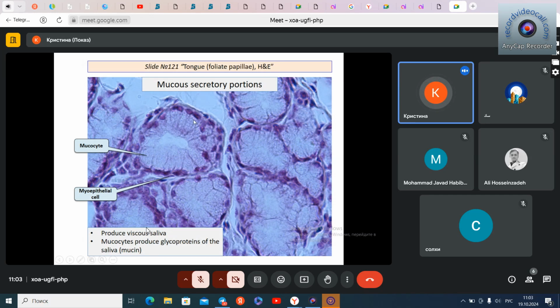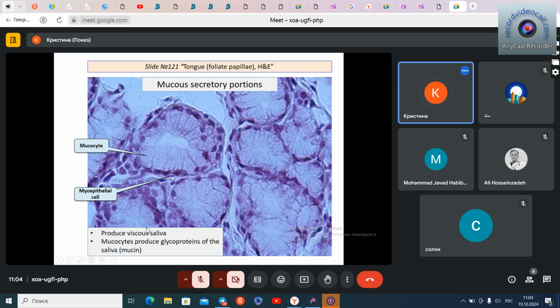Mucous secretory portions, if we look at high magnification, contain mucocytes with translucent, transparent cytoplasm, which contains secretory granules of mucins, of mucus, and the flattened nucleus moved to the basal portion of the cell. We can see very well the borders between the cells, and the shape of the cells is columnar. Also, we can see very well the lumen of this secretory portion. It's the major type of cells in this secretory portion, and the second type of cell is the myoepithelial cell.